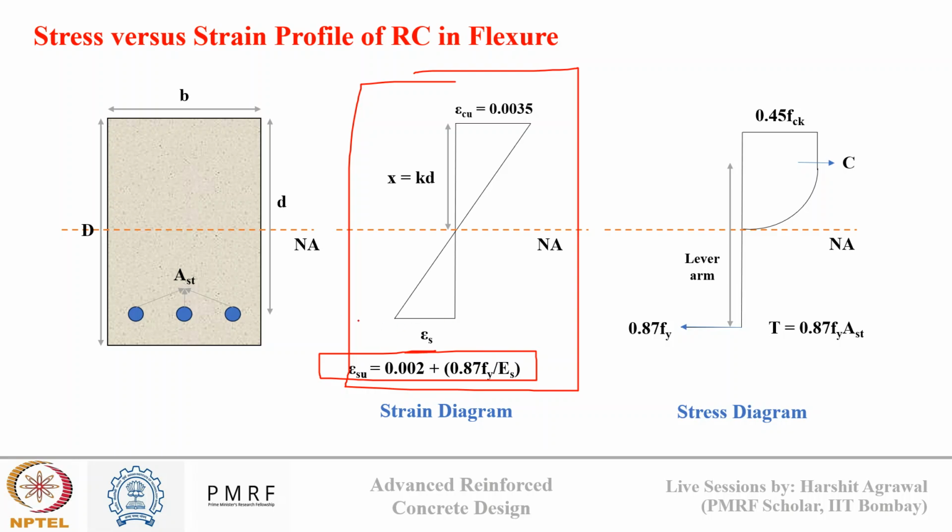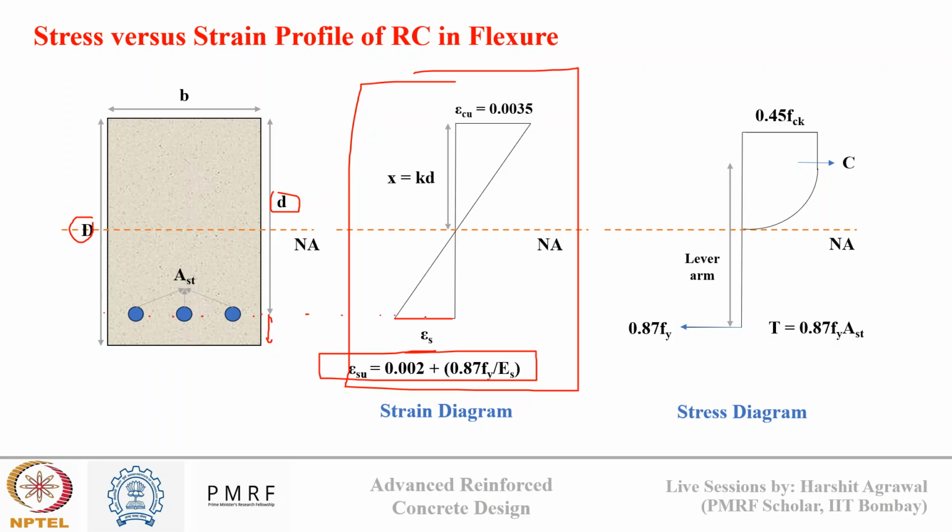Now here one thing to notice, this capital D is the total depth of the section, and this small d is the effective depth. So effective depth is nothing but the total depth minus the effective cover, that is, what cover we are providing to the reinforcement. You can see this strain diagram I have plotted till the reinforcement.